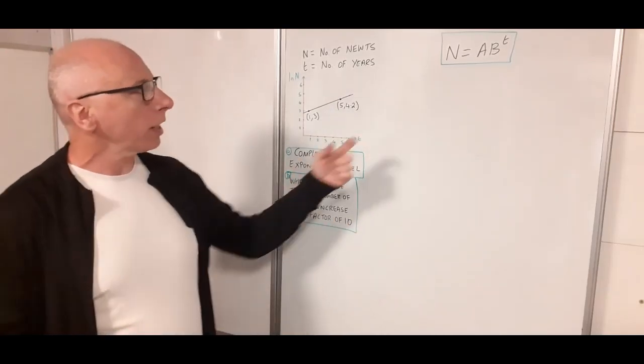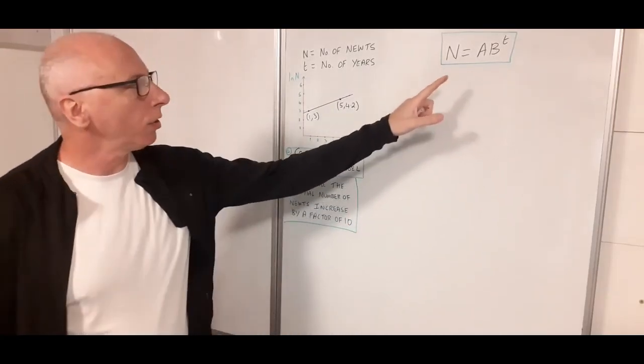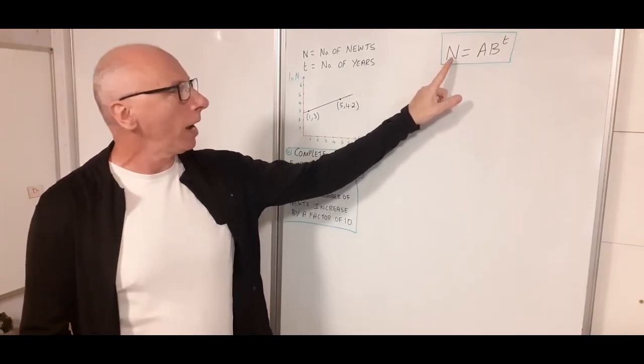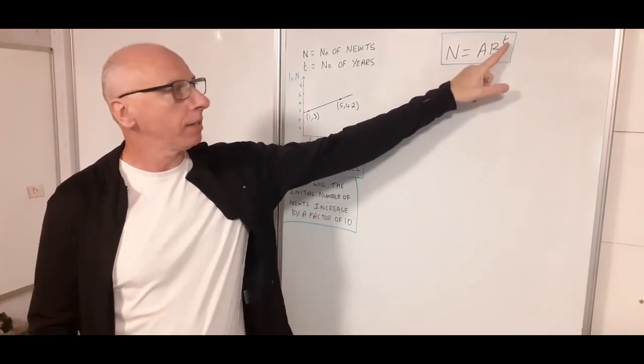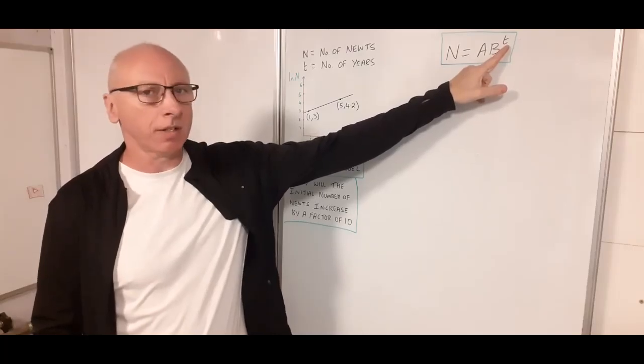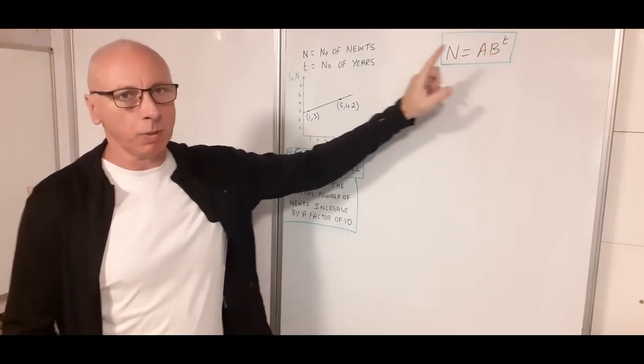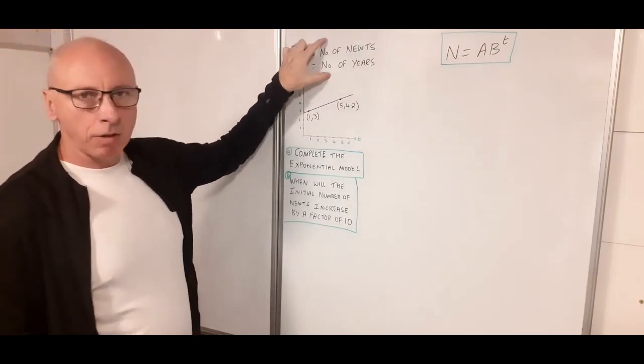So here we've got an exponential model representing the number of newts in a lake, where n is the number of newts and t is the number of years. So t is our time in years. a and b are just constants which we need to find. So I've got that represented here.